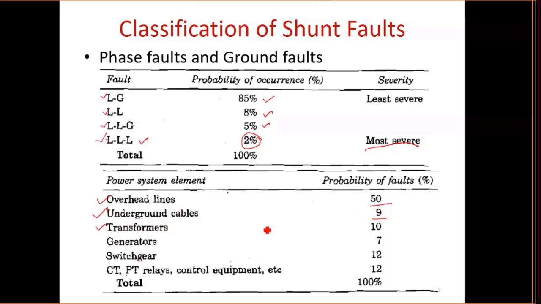And in transformers, obviously a transformer is always connected to a transmission line, so there is a little higher chance, that is 10%. And generators, 7%. Switchgear, 12%, right? And CT, relay, control equipment, all this, the fault in the protection system itself is 12%, right? This is all about the probability of occurrence of faults in different elements of the power system, right? Okay.